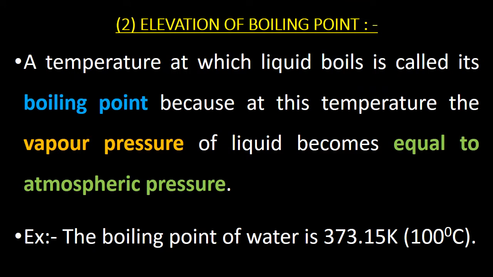In this session, I am going to discuss the second colligative property, that is elevation of boiling point. First, we need to know what we mean by boiling point. Boiling point is the temperature at which a liquid boils, and at this temperature the vapor pressure of the liquid becomes equal to the atmospheric pressure. For example, the boiling point of water is 373.15 Kelvin, that is 100 degrees Celsius.